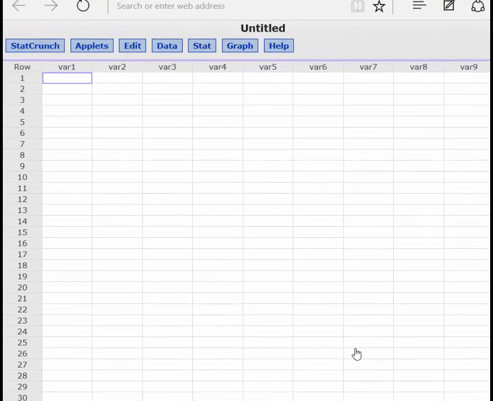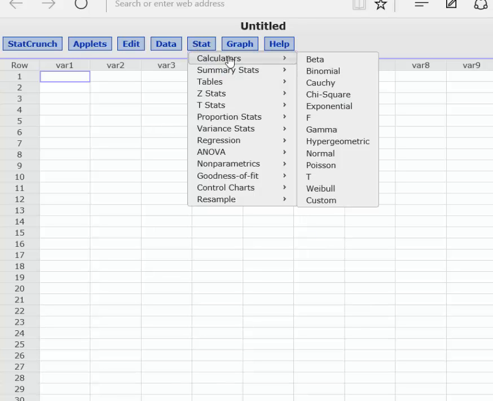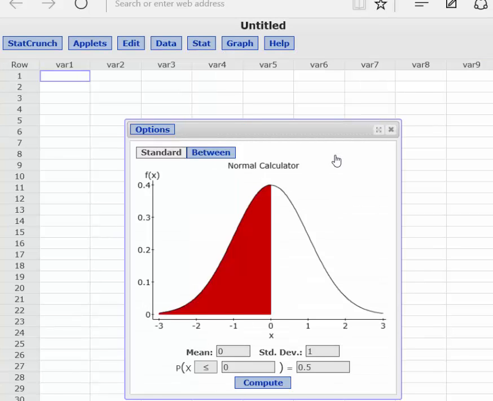Hi, this is Don, and I want to show you some quick ways using StatCrunch to determine the critical values of your hypothesis tests. Let's go up here to Stat, and we'll go to Calculators, and let's do a normal z-test first of all. Here's our calculator.